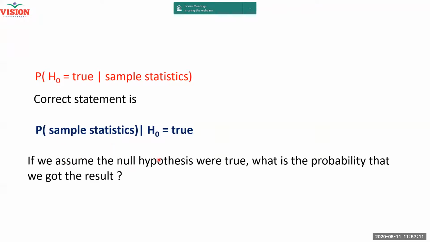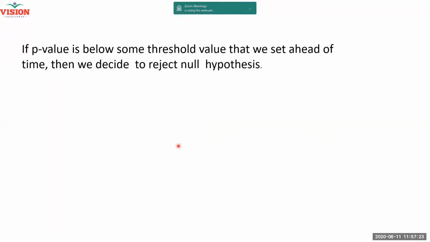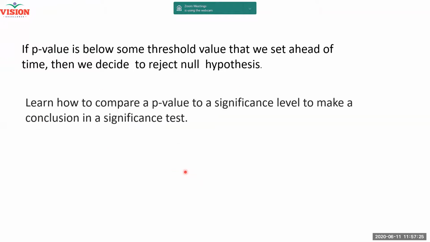If we assume the null hypothesis were true, what is the probability that we got the result that you obtained in the alternative hypothesis statement? This is what it means. I hope I made everything clear. And this is a threshold.